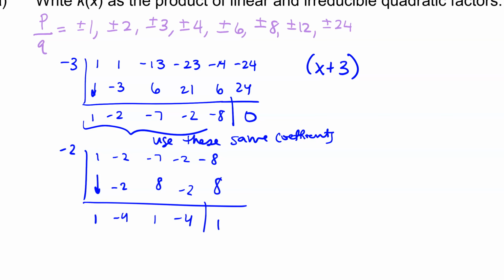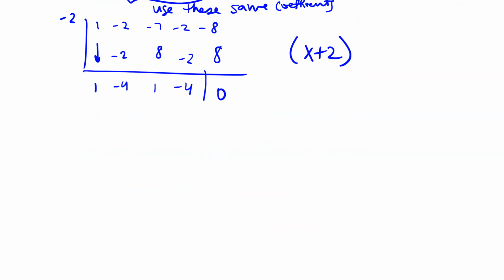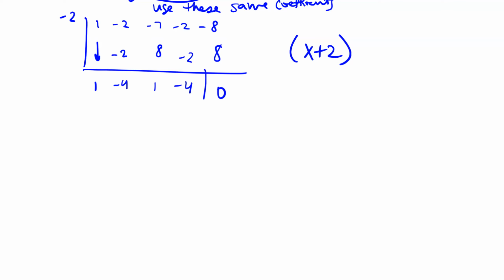We have to do these for all of them. You got to keep doing synthetic till the remainder is 0. Keep going. Yes, it goes evenly. That means x plus 2 is a factor. Then we want to use these same coefficients.